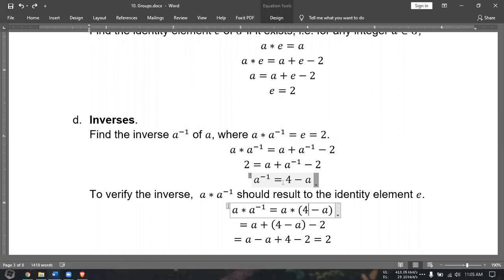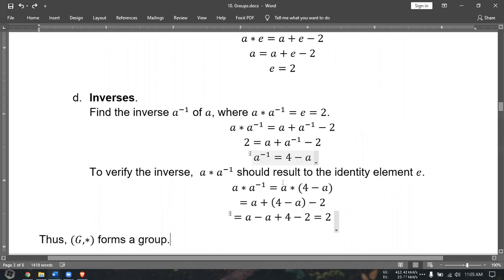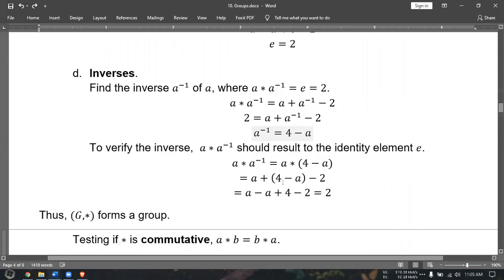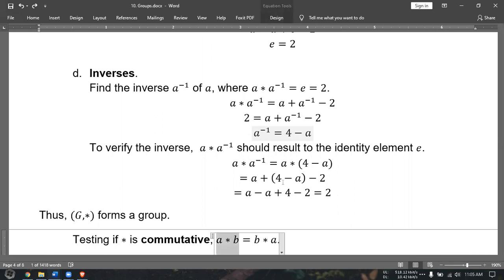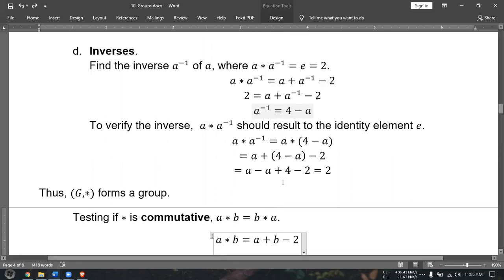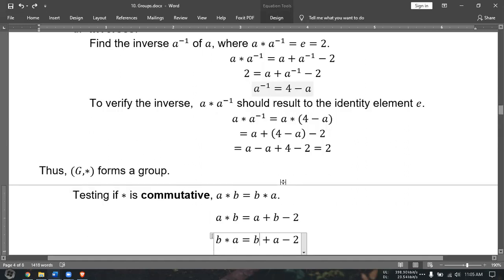So we already verified that the system is a group. But our task is to determine whether the group is abelian or not. Testing if star is commutative: A star B should be the same as B star A, by commutativity. A star B is equal to A plus B minus 2, and B star A is equivalent to B plus A minus 2.